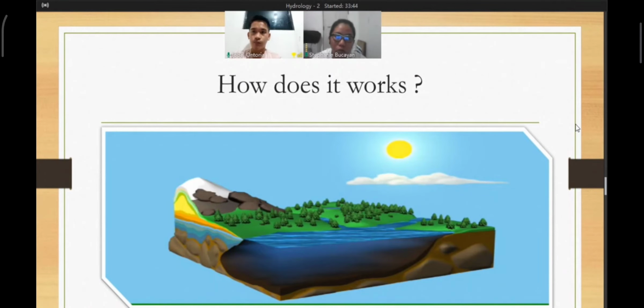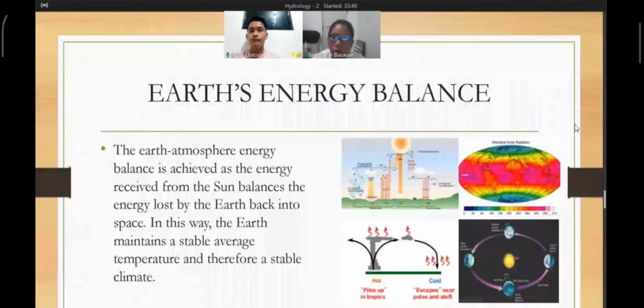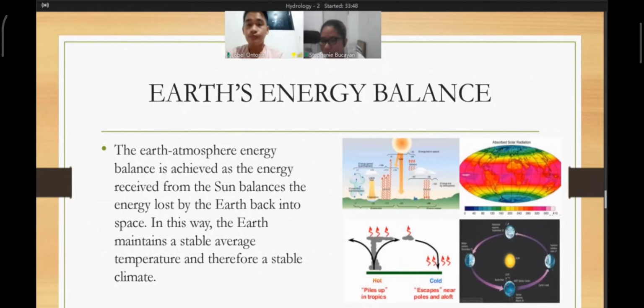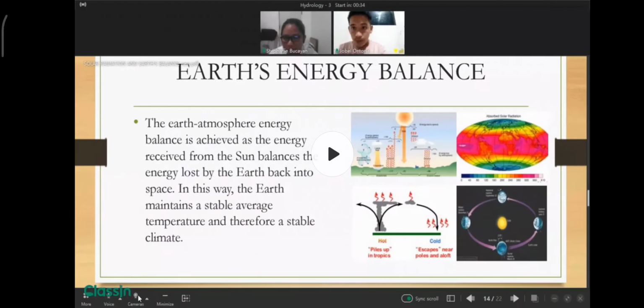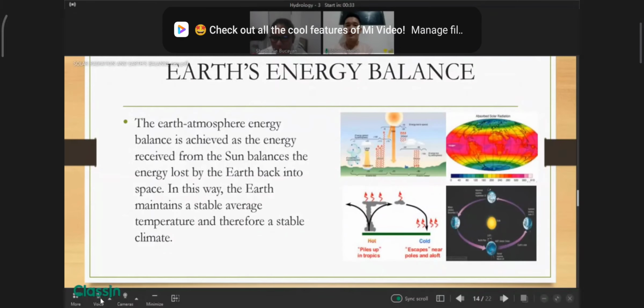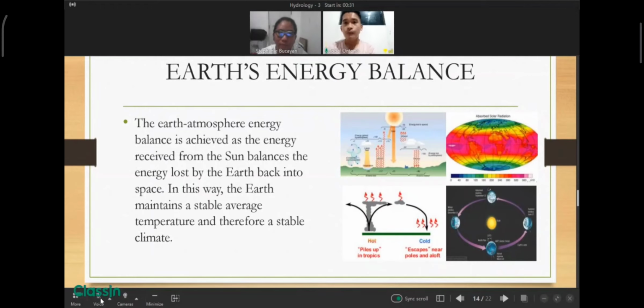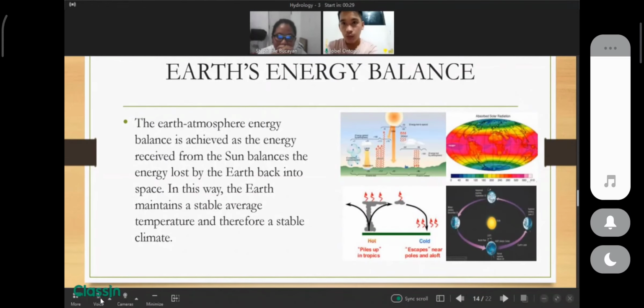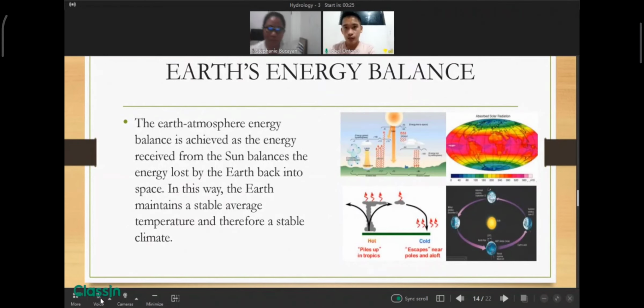So we go to Earth's energy balance. Thank you to my partner for explaining solar radiation. As civil engineers, we must understand the importance of solar radiation and Earth's energy balance. So now I will be discussing Earth's energy balance.